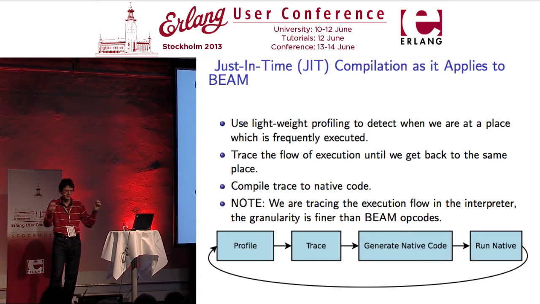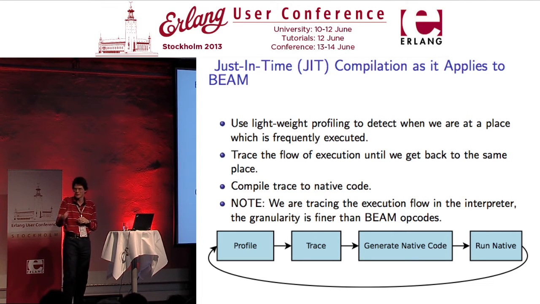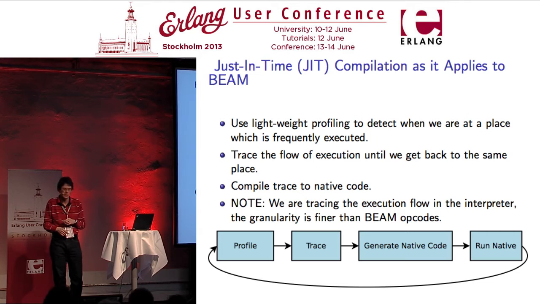And we assume that loops are probably where we spend most of our time. And when we have this trace and we have found a loop, we generate native code, and then we run it instead of running it inside the interpreter. And compared to some other tracing JITs, we have decided to do this on the level of the emulator. So we are not following single instructions. We are following parts of the instructions. So we're doing some kind of CISC to RISC translation on the fly when we do this.